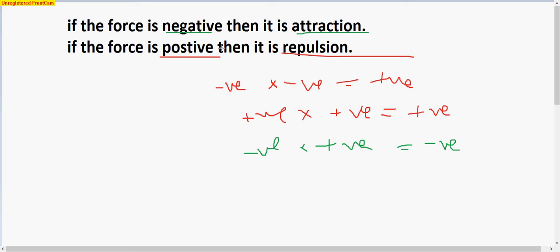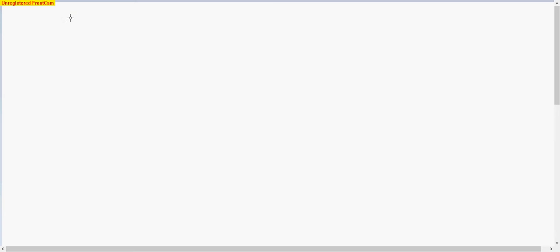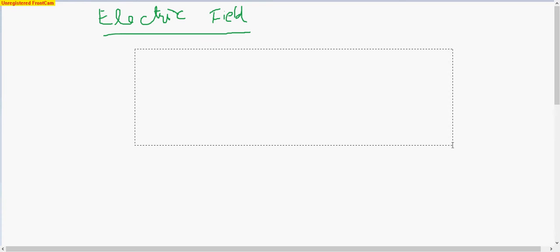Okay, now I'll be moving on to another concept: electric field. Now I'm not actually going into the diagram of electric field. I will just be giving you an equation and a definition. Now, what is an electric field?